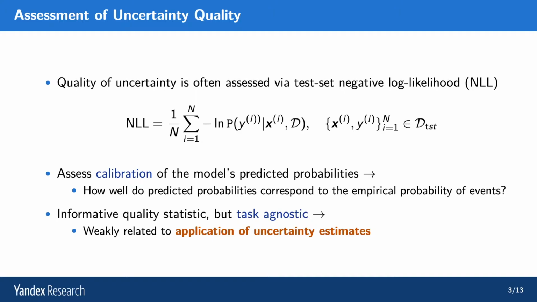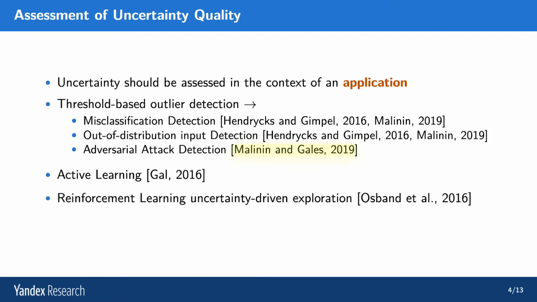Now, this is an informative quality metric, but it is a task agnostic metric, and therefore it is weakly related to applications of uncertainty estimates. In general, uncertainty should be assessed in the context of a particular application. For example, threshold-based outlier detection, such as error detection or misclassification detection, out-of-distribution input detection, and adversarial attack detection, or active learning or reinforcement learning uncertainty-driven exploration. In each of these cases, uncertainties can be used in different ways, and the quality of uncertainty estimates should be assessed within the context of these applications.